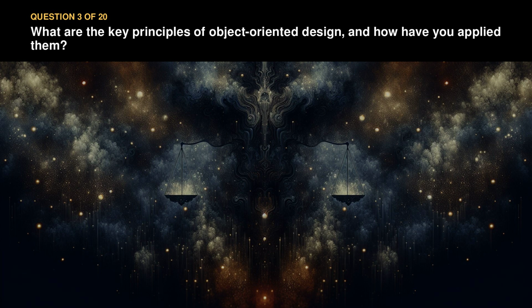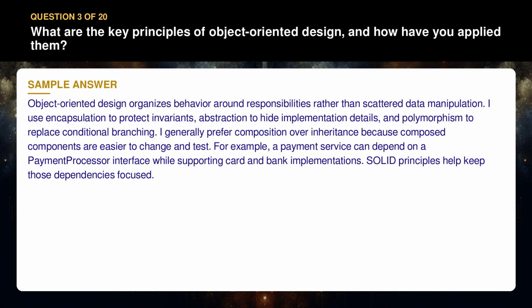Question 3. What are the key principles of object-oriented design, and how have you applied them? Object-oriented design organizes behavior around responsibilities rather than scattered data manipulation. I use encapsulation to protect invariants, abstraction to hide implementation details, and polymorphism to replace conditional branching.